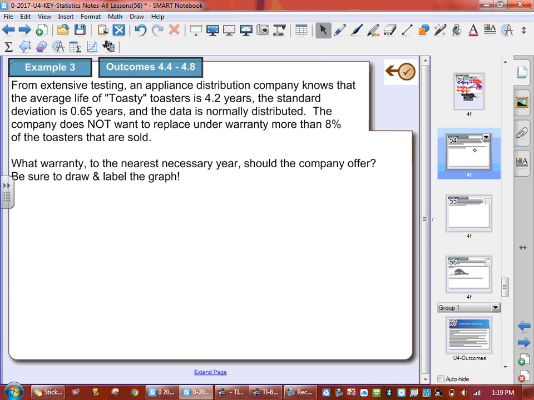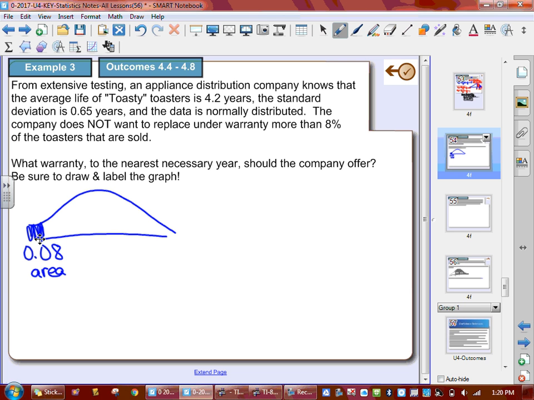So what we've been given, if we draw our diagram, is this little teeny area. And that little teeny area is 8%, which is 0.08 as an area number. So that's the amount of information we're looking at. They don't want to replace more than this, so we have to have less than this. So is that a Z-score number right now? No, it's a shaded area number. So I need to work backwards. So the first step we need to do here, when given area, is find the Z-score.